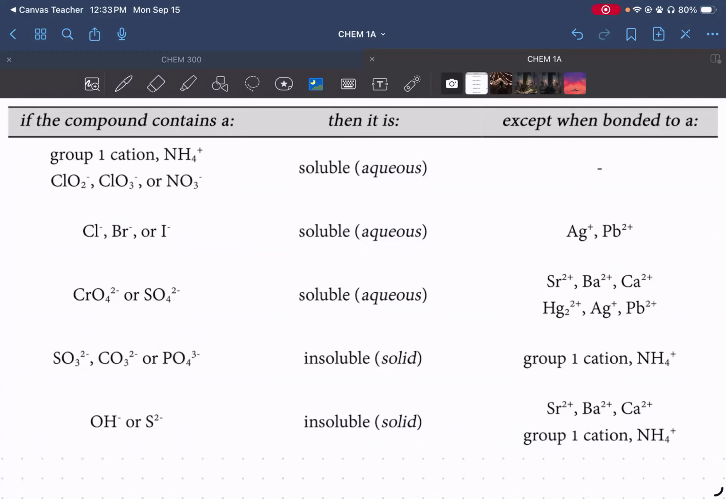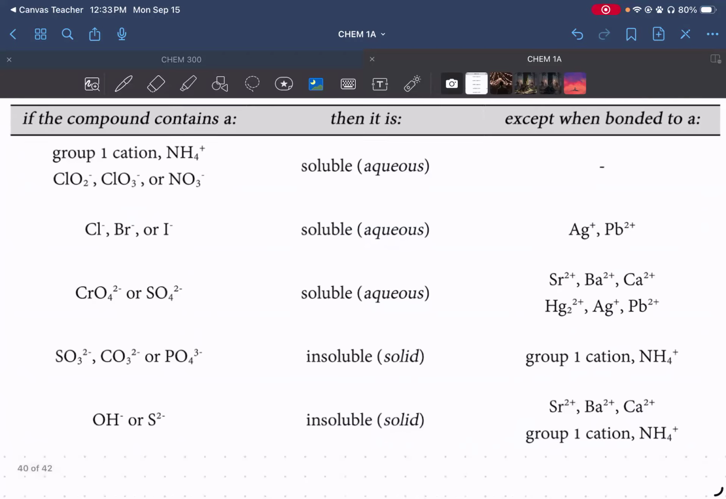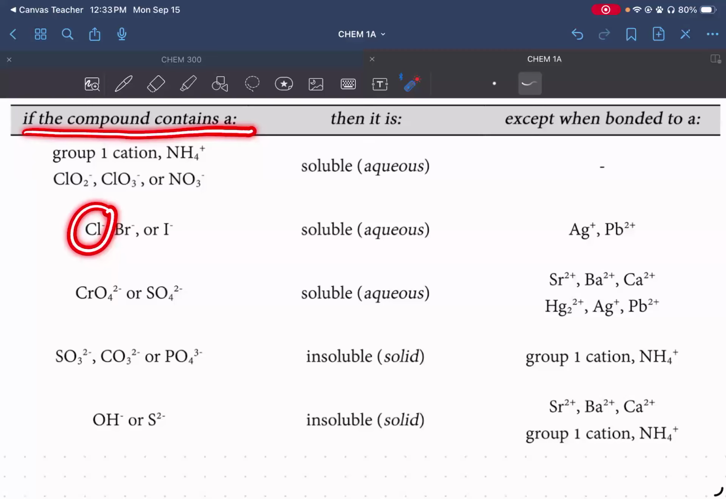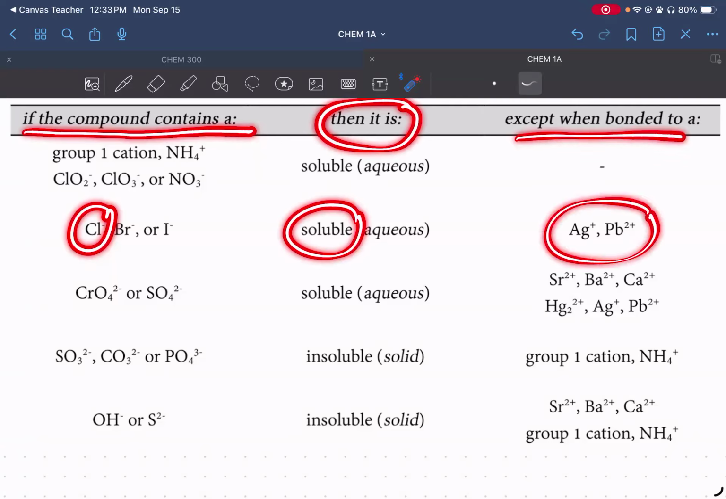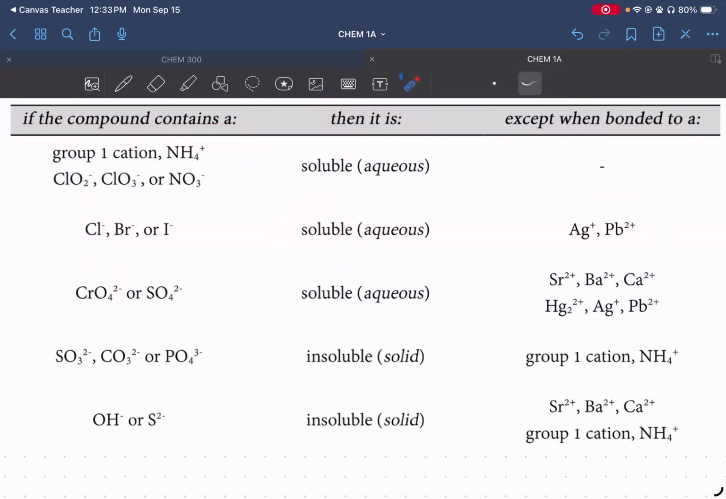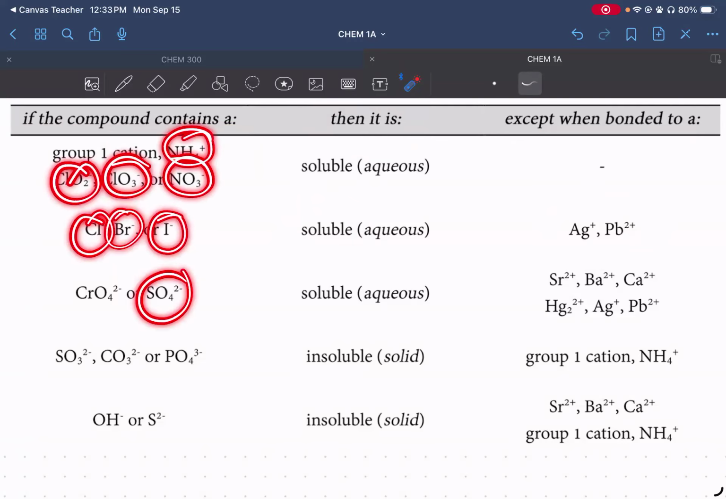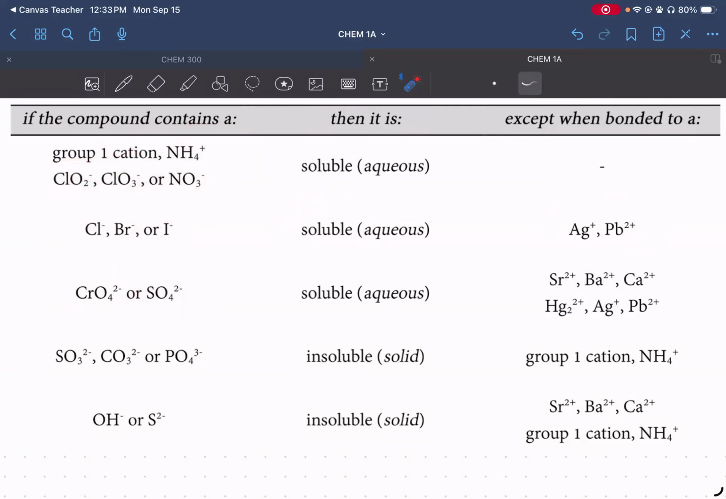The column headings are meant to be read like a sentence, meaning if a compound contains a chlorine, then it is soluble, except when bonded to one of these guys. So it's meant to be read like a sentence. And hopefully you'll recognize that a lot of these ions seen here are ions from the polyatomic ions table. So there's a lot of overlap here.